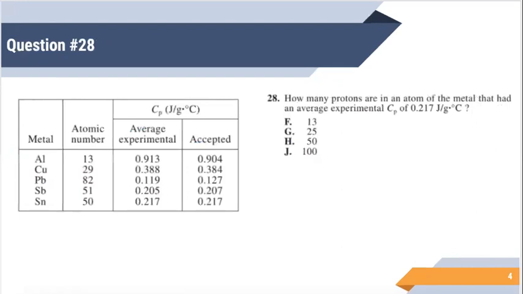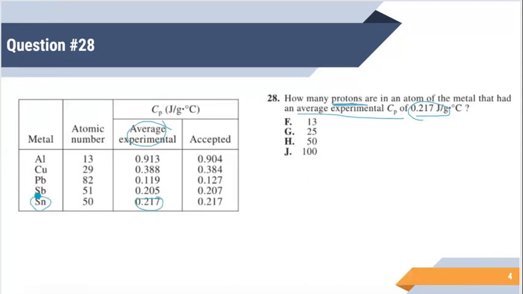All right, try question 28. Question 28 says, how many protons are in an atom of the metal that had an average experimental CP of 0.217? All right, so we're looking at average experimental. 0.217 is this guy. So we're looking at the metal SN.